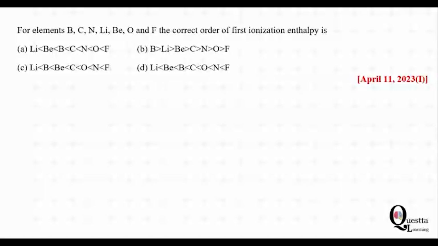So hello everyone. Today we are going to see a question which has already come in JEE Mains 2023, in the first shift on 11th April. This question is from chemical bonding. So let us have a look at the question. For the elements boron, carbon, nitrogen, lithium, beryllium, oxygen, fluorine, the correct order of the first ionization enthalpy is. So let us have a look.